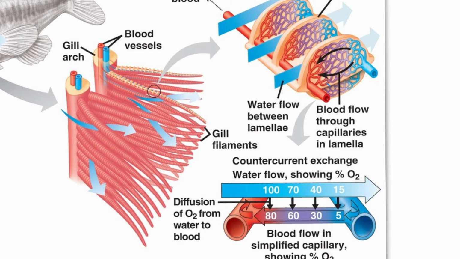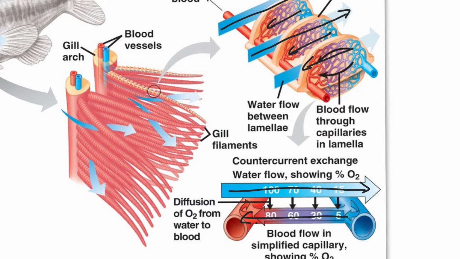The water and the blood travel in opposite directions. So let's just think about that for a second. We can see that the water is traveling across the gill lamellae in this direction, and the blood is traveling in this direction. So the water and the blood are traveling in opposite directions. Water, blood.